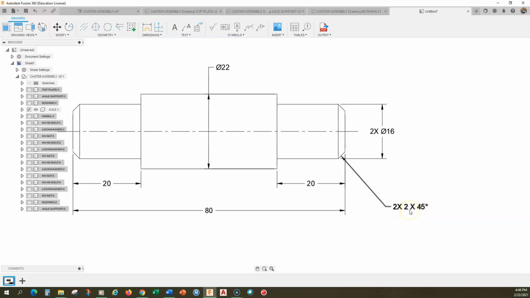Remember, this is in a presentation for the dimensioning. When we have a space, the x stands for by. So it's 2 millimeters by 45 degrees. When we have no space, it's a multiplier. So it's 2 times, 2 objects, 2 millimeters by 45 degrees.